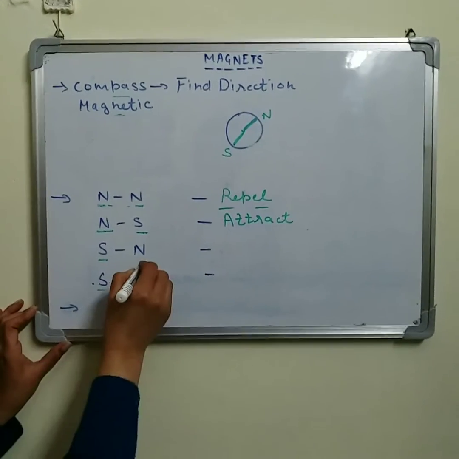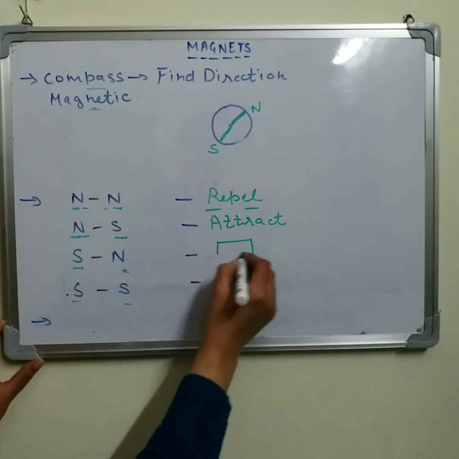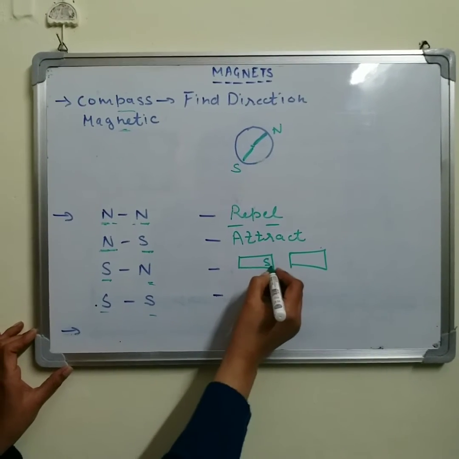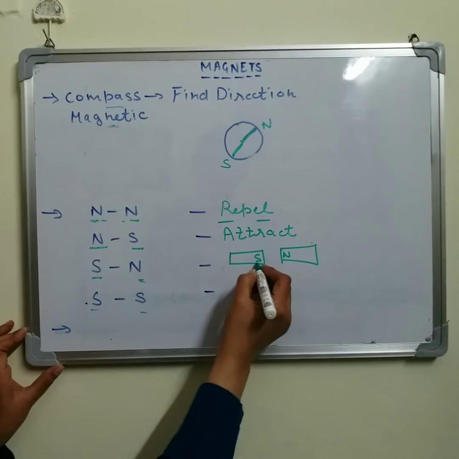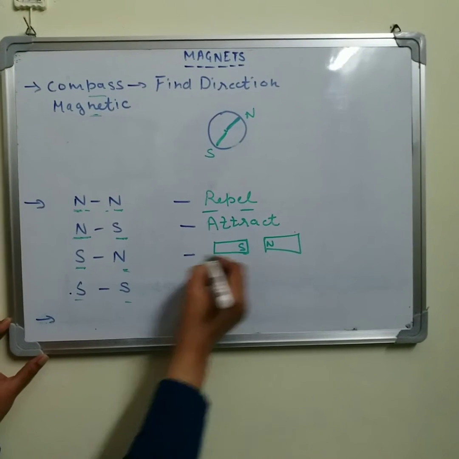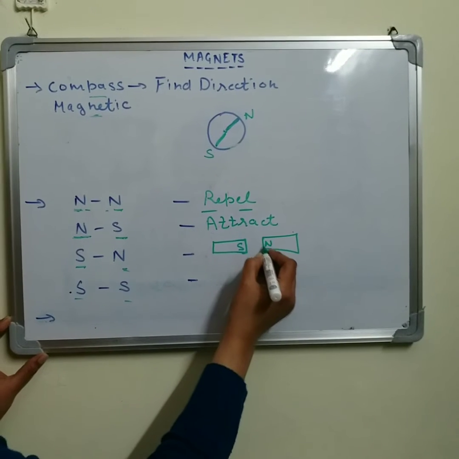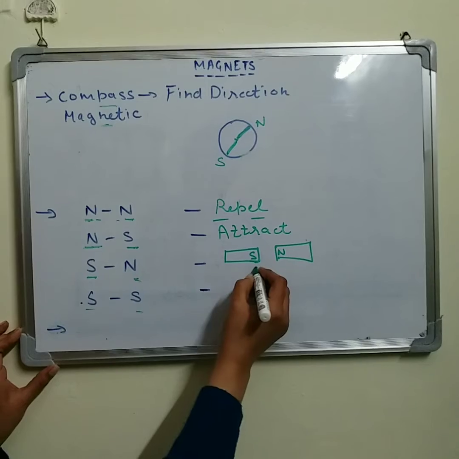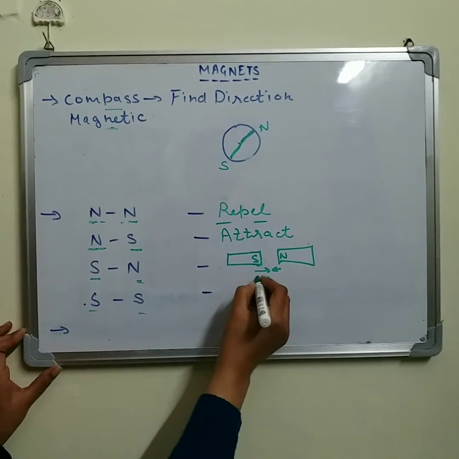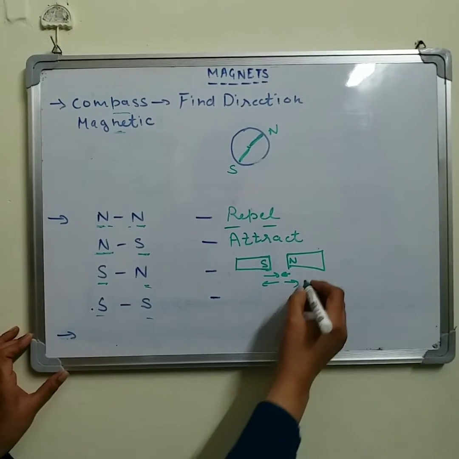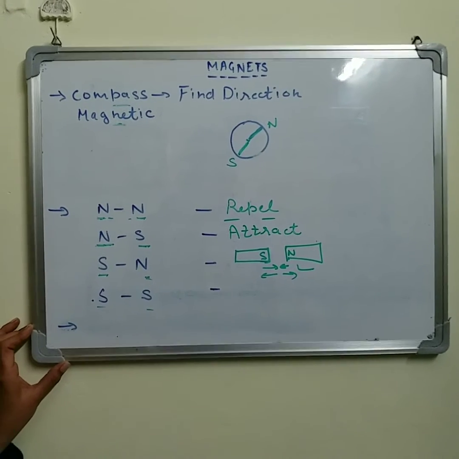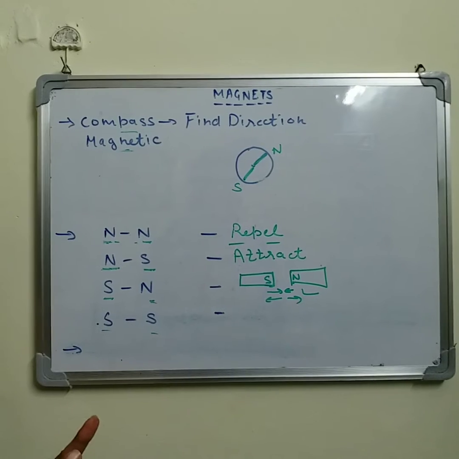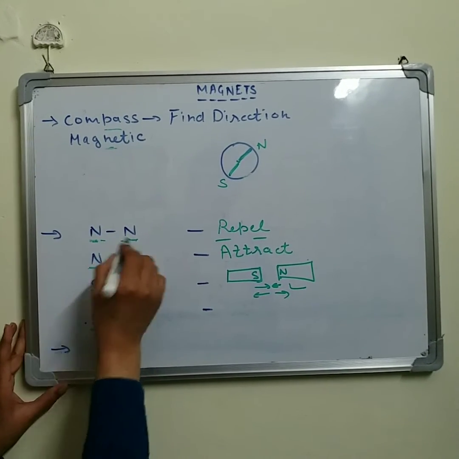Now the next problem for you. We have two bar magnets. When we bring the south pole of one bar magnet closer to the north pole of another bar magnet, what do you think? Will they attract each other or repel each other? Yes, you are right. They will attract each other because different poles attract each other and similar poles repel each other.